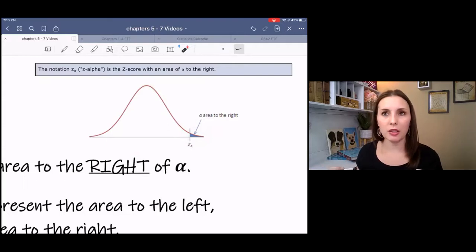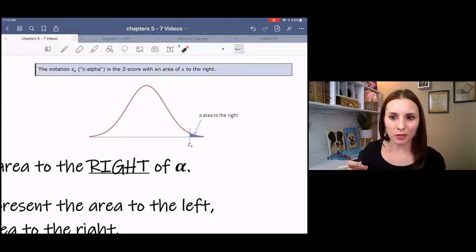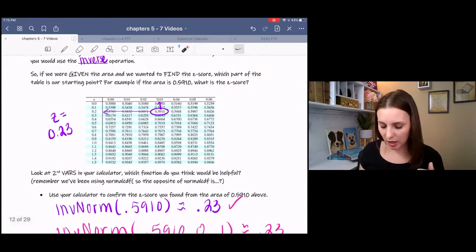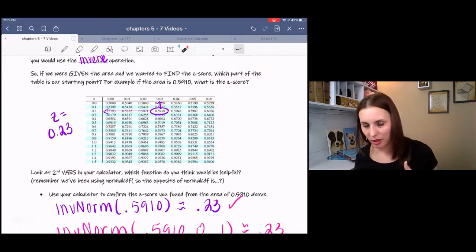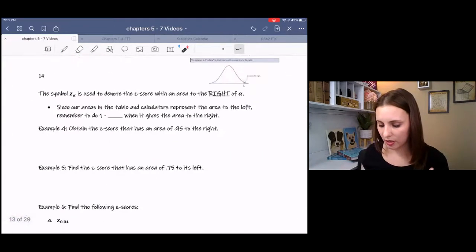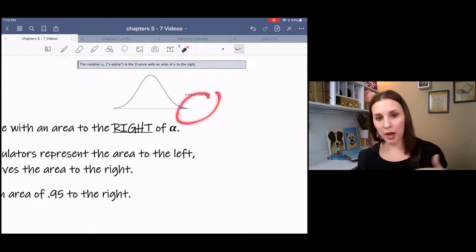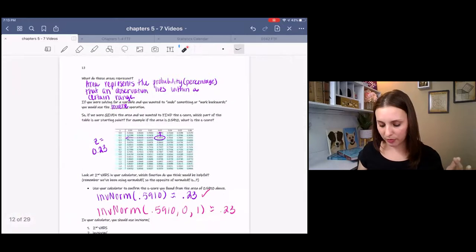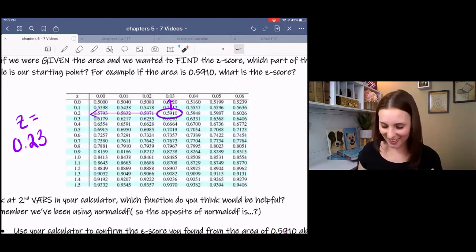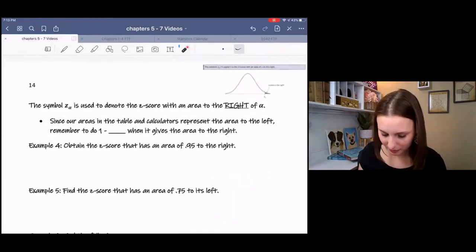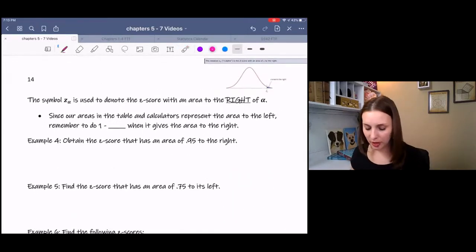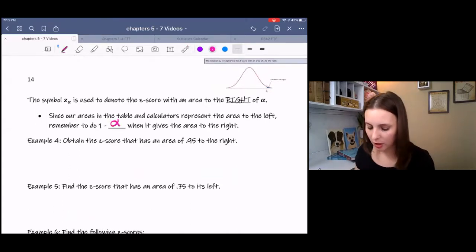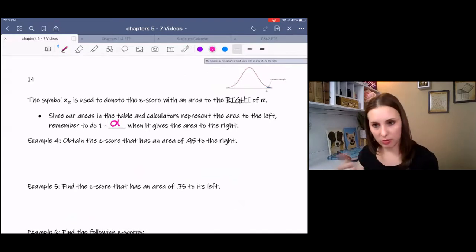And we kind of have to work around it a little bit because our tables give us the area to the left. So if Z sub alpha is telling us alpha is the area to the right, then we have to use its complement since our tables are to the left. So you'll get it, don't worry. Our areas in the tables and calculators represent the area to the left, so we have to do 1 minus alpha to help us relate the two.